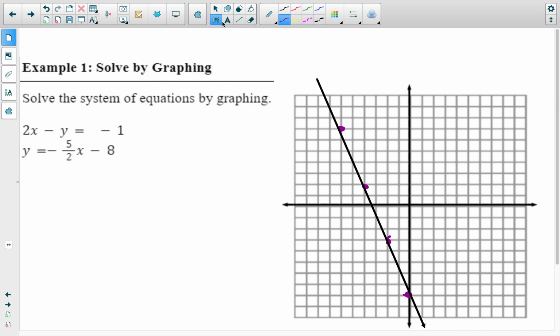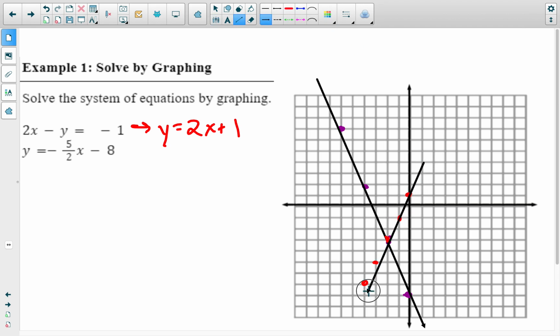To graph my top line, 2x - y = -1, I'm going to transfer this over to slope-intercept form. When I do that, it's y = 2x + 1, and then I can graph it very easily. The y-intercept is up at 1. Using my slope, I can go down 2 over 1, down 2 over 1, and so on. I can use my line tool to create a nice line going through these points. I know that these are rays, but pretend there's an arrow on both sides.